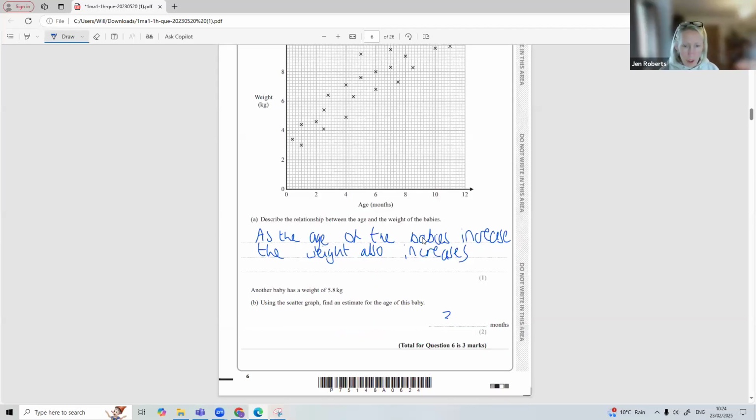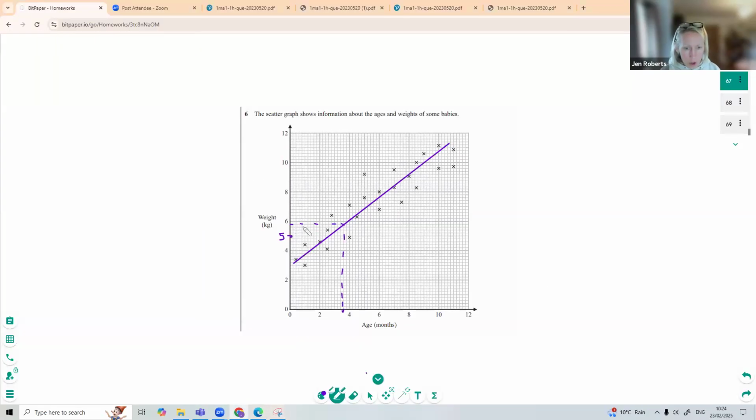So the examiner would check, make sure you put these lines on your graph, just to show you've used your line of best fit. The examiner will check if you have actually used those. It wants the answer in a range of 2.5 to 4.5.